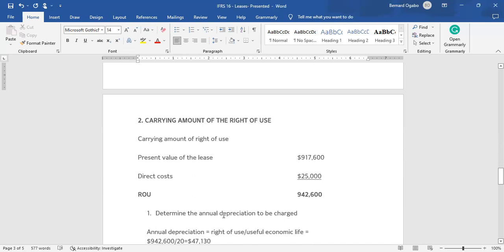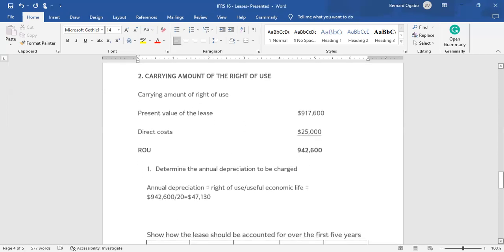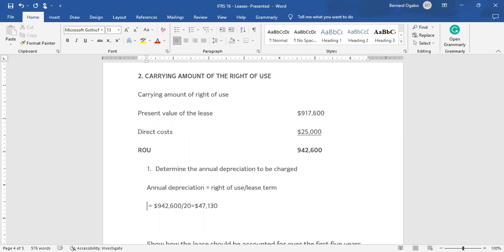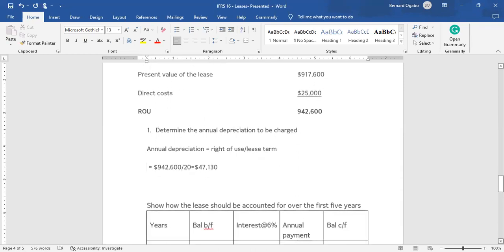Then let's look at the depreciation charge. Before we ever look at number 3, we want to calculate the depreciation charge. So depreciation charge is the right of use either over the useful economic life or over the lease term. But here, we are not even going to look at the useful economic life because the lease term is 20 years, and we were told that the person had the opportunity to have extended for 5 more years, but he did not. So over the lease term, the shorter of the lease term and the useful economic life of the asset is depreciation. So depreciation is right of use divided by lease term, and depreciation per year is 47,130. 47,130 is annual depreciation.